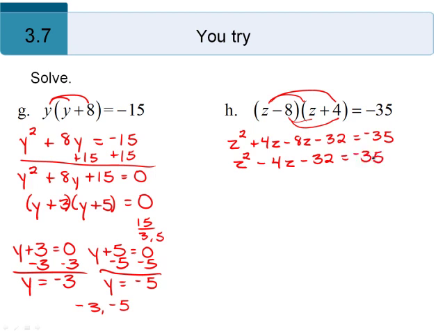Now here's the weird part. It's almost in standard form, but we still have it equal to negative 35. So I'm going to add 35 to both sides because that's got to cancel out to 0. On the other side, we actually do have a like term with the 35. I'm going to put it underneath the negative 32 because those are like terms. So we have z squared minus 4z, and negative 32 plus 35 is what? Positive 3 equals 0. Now we can start the problem.